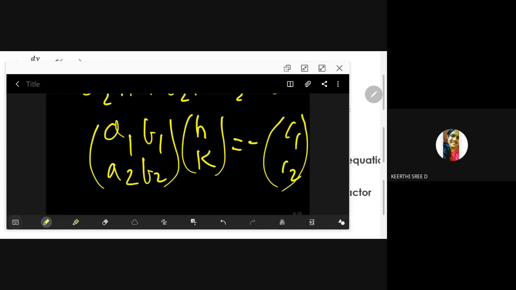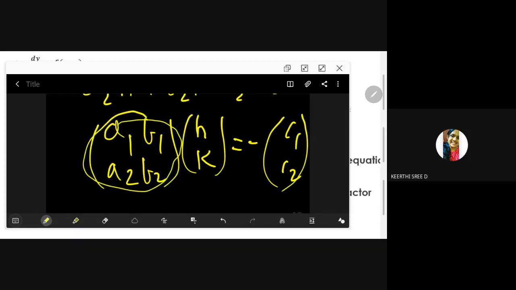Okay. So if the determinant is 0, then there is a possibility that it has more than one solution. If the determinant is not equal to 0, then it has a unique solution. That we need to see. So both cases we are going to discuss there.